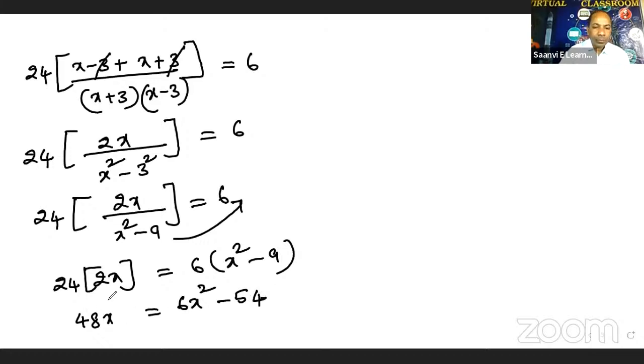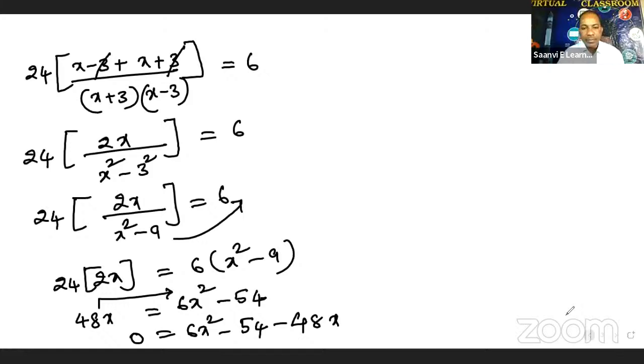Now to make it a quadratic equation, this 48x you bring this side. 6x square minus 54, this 48x becomes minus 48x. So here what will be? 0. It means 6x square minus 48x minus 54 is equal to 0. If we write in order, we get 6x square minus 48x minus 54 is equal to 0.